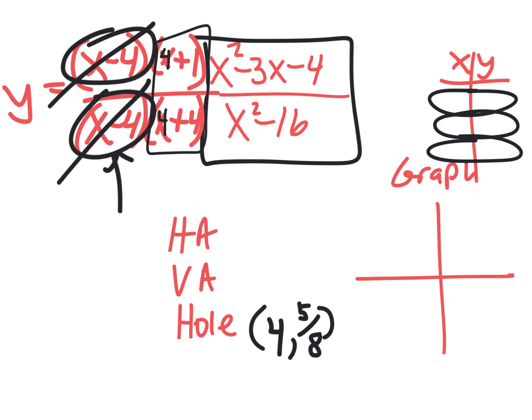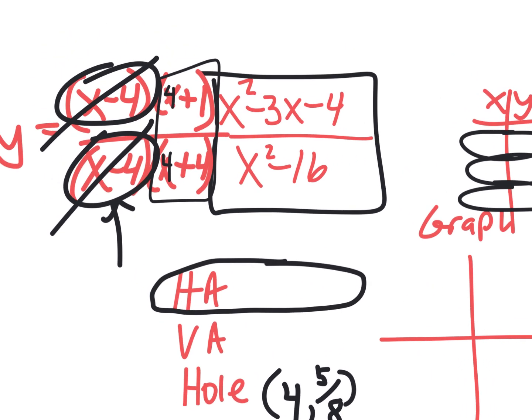Next. Arrow, it's you. Tell me how to do the horizontals. 1,000 over 1,000, pretty much. Y equals 1. Okay.